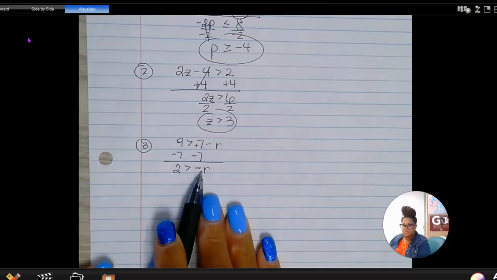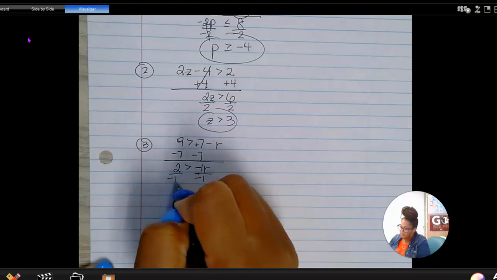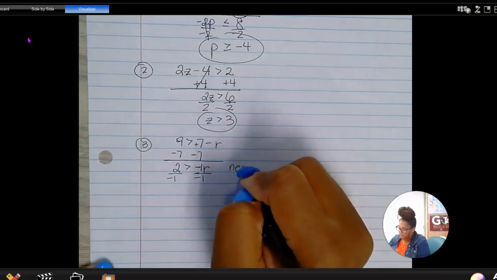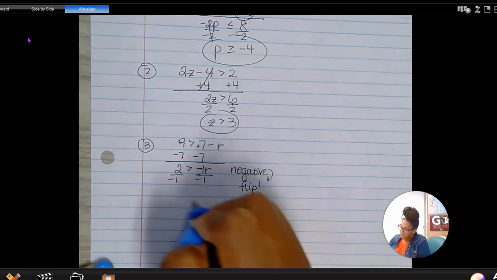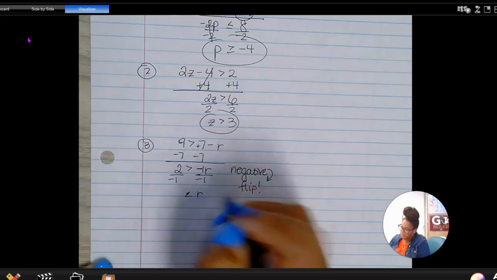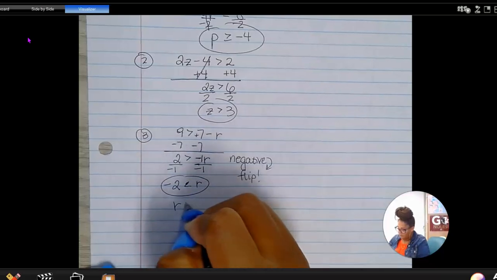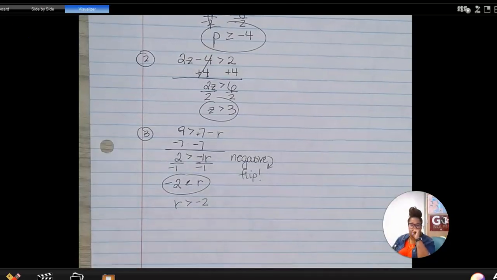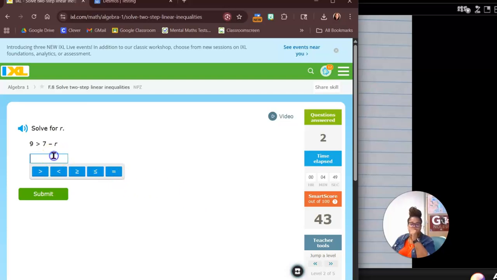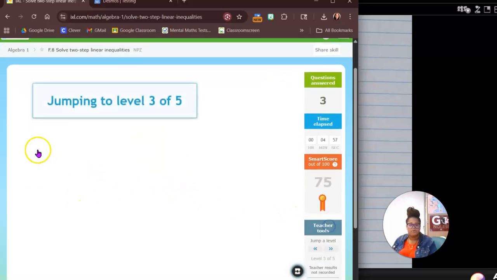This is a negative symbol, so this is an invisible -1. So I need to divide by -1 and divide by -1, and wherever I divide by a negative, that means I need to flip. So turn my sign around, and then 2 divided by -1 is -2. r is greater than -2, or -2 is less than r. Check your work. Let's jump another level.